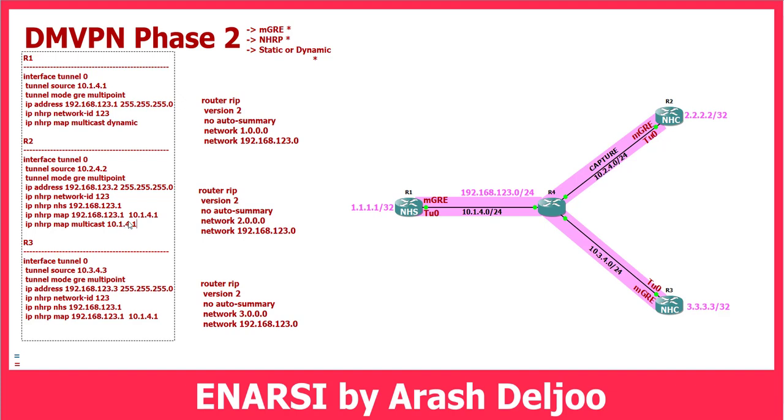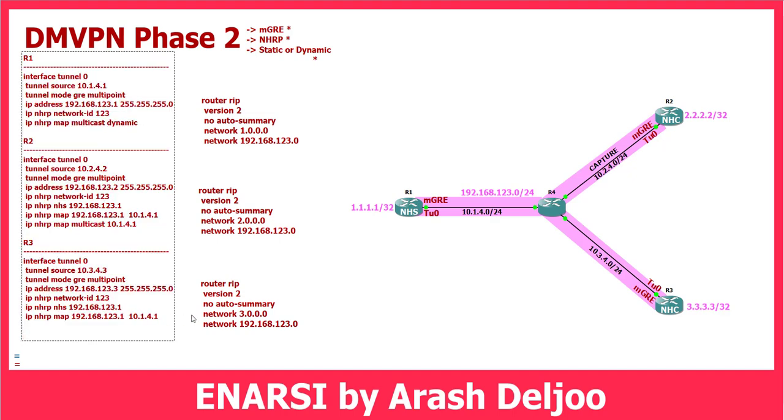You know that we know about the NHS. The NHS IP address in the overlay is 192.168.123.1. Okay, and we can encapsulate the packets to this NHS. But now the problem is that we want to encapsulate the multicast RIP update to router 1, only to router 1, not other routers. Because of that, we should use IP NHRP map multicast to 10.1.4.1. Means when you want to advertise the multicast update, you need to encapsulate it in the outer header with the destination IP of 10.1.4.1. So easy.